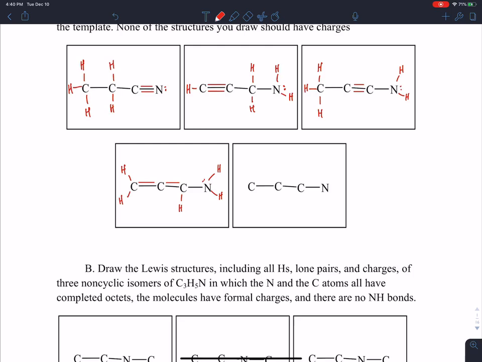We could do another. We could do a double bond here, and a double bond over here. So fill in the H's. This will have 1 more H. This one gets 1 H, this one gets 1 H, and this one gets 2 H's.